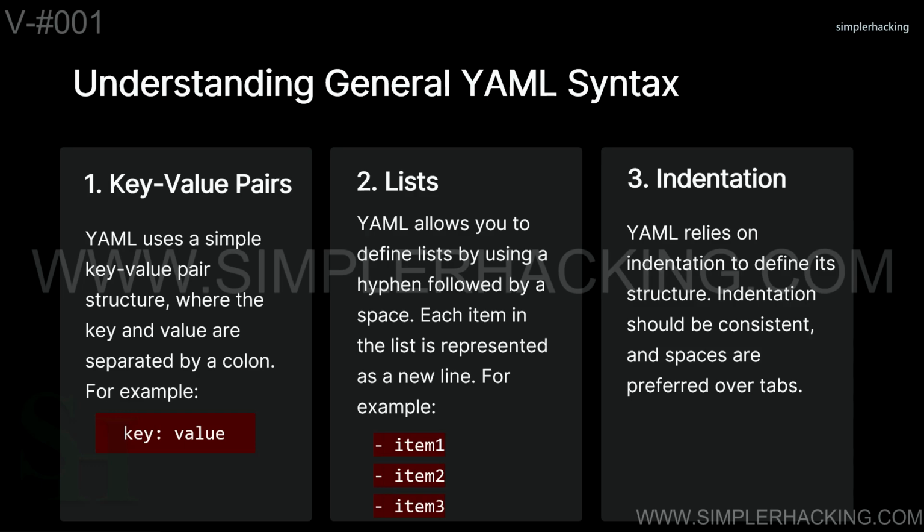Next is lists. In YAML, lists are created by using a hyphen followed by a space. Each item in the list is written on a new line, making it clear and easy to read. For instance, a list might look like this: item 1, item 2, item 3. This structure allows for easy enumeration of values.